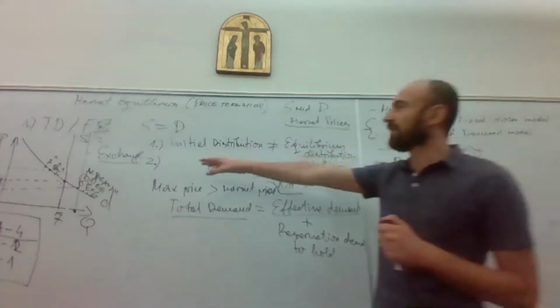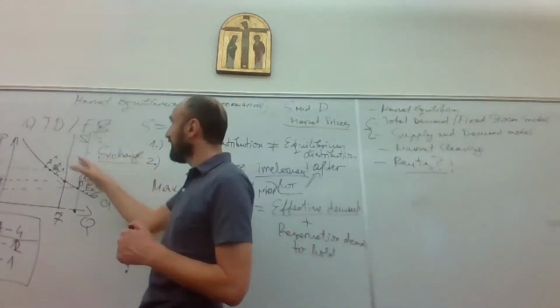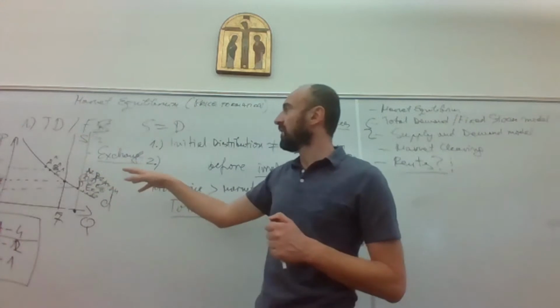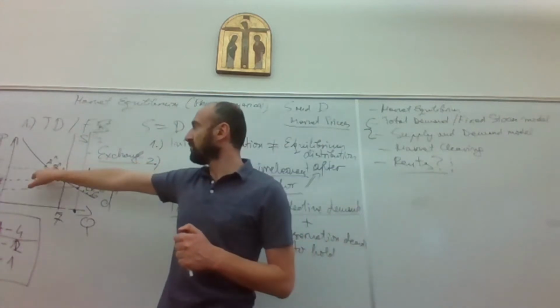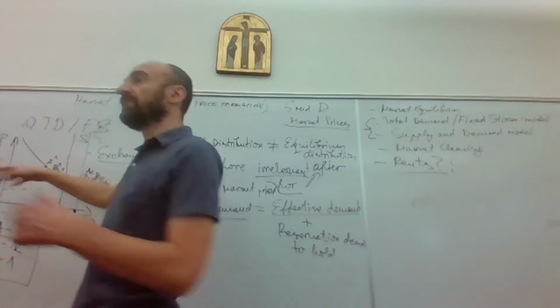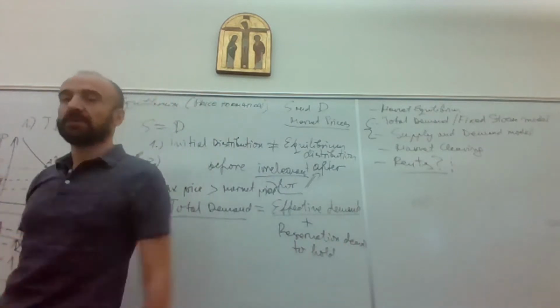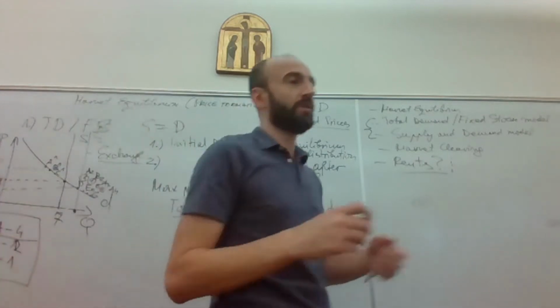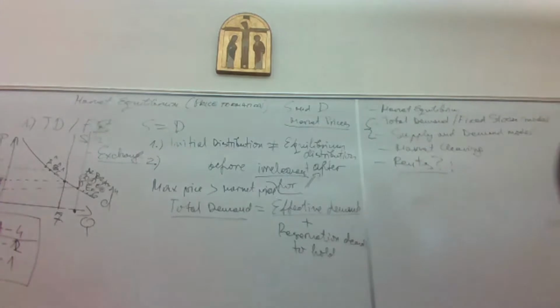But the total demand for a good consists of reservation demand to hold, which means people who won't sell their already existing units that they own, plus demand for the units that will change hands, that people would want to sell.